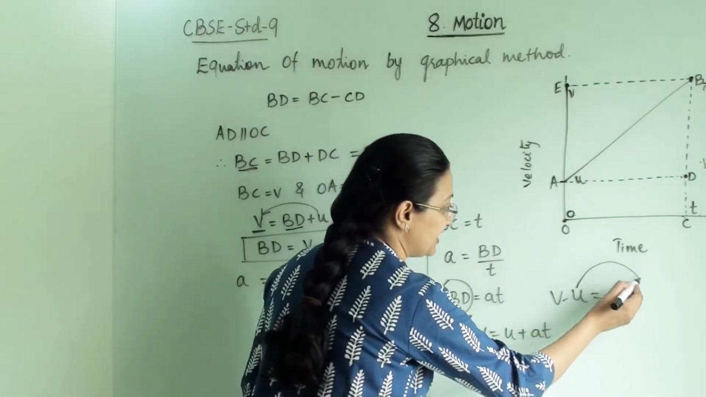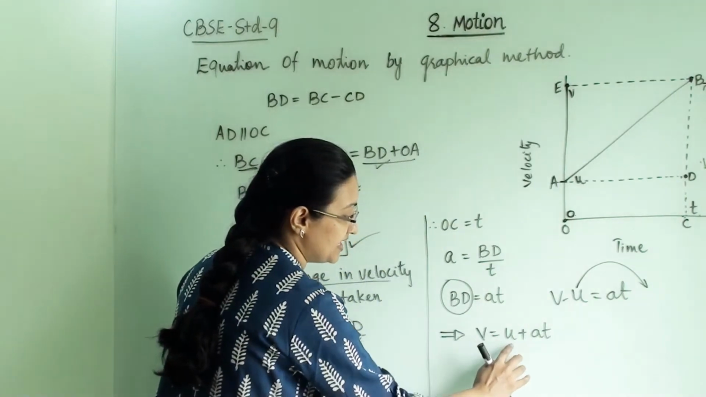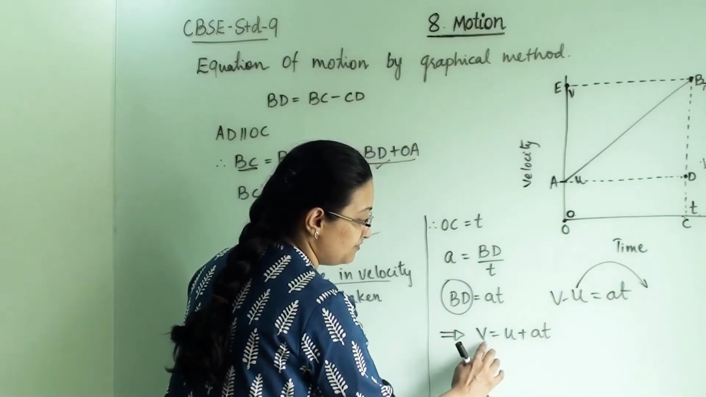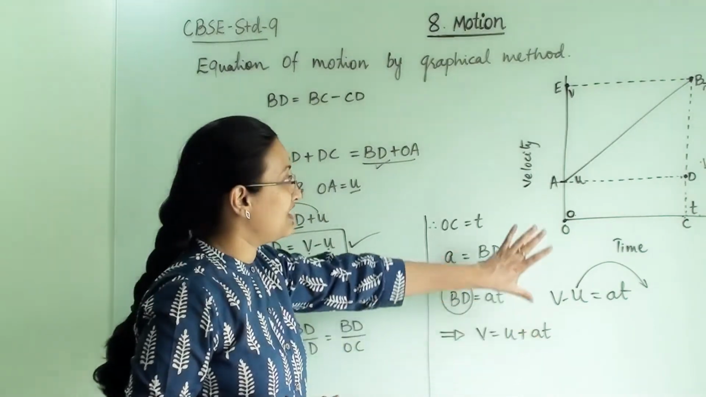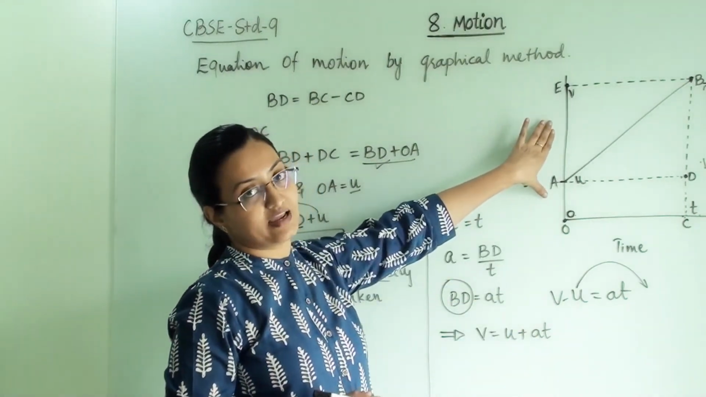So U we will take to this side, and we will get U plus 80. V equals U plus 80. This equation we have derived from the velocity time graph.